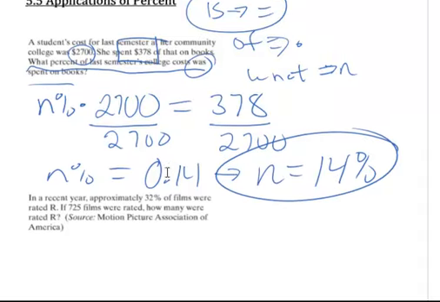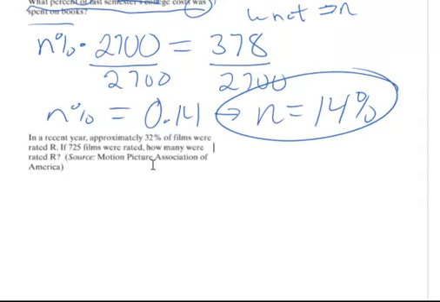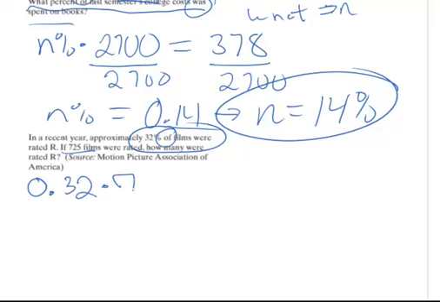All right. So in my next problem, it says, in a recent year, approximately 32% of films were rated R. If 725 films were rated, how many were rated R? Okay, so the first thing I notice here, it says 32%. As a decimal, 32% would be 0.32. Then I see of. Of means to multiply. Films. How many films did we have? We had 725. Were is plural for is. Means equals. Rated R. That's the number that I'm looking for.